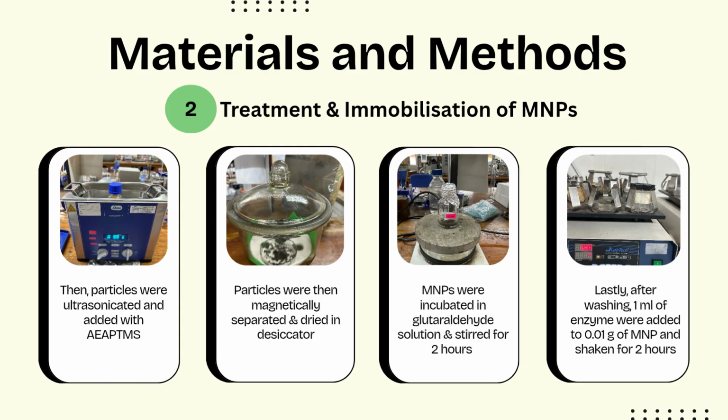The particles were ultrasonicated and added with APTMS. Particles were then magnetically separated and dried in a desiccator. MNMPs were incubated in glutaraldehyde solution and stirred for 2 hours, and the last step, after washing, 1 milliliter of enzyme was added to 0.01 gram of MNP and shaken for 2 hours.